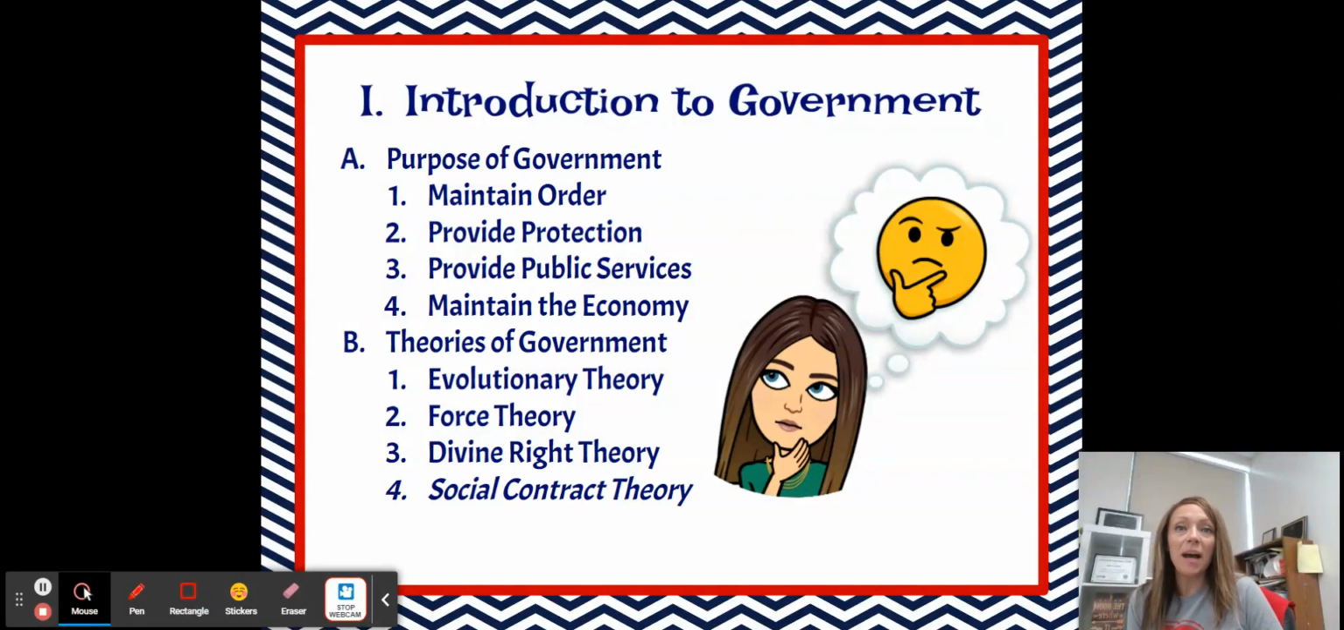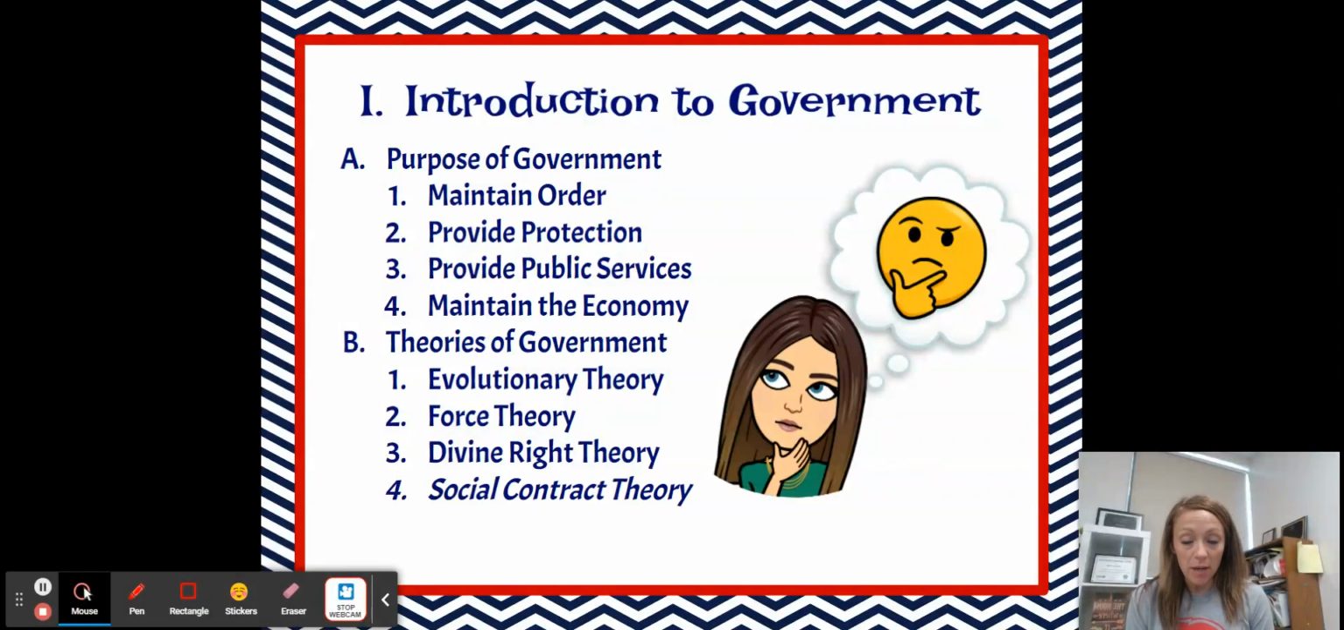Number 3, provide public services. These are going to be things that our taxpayer dollars go to that we really can't do for ourselves very effectively. So, for example, roads, bridges, infrastructure maintenance, that kind of stuff. Public schools, that's going to be an example of a public service.